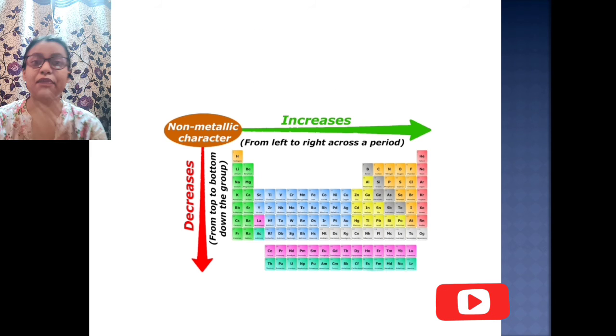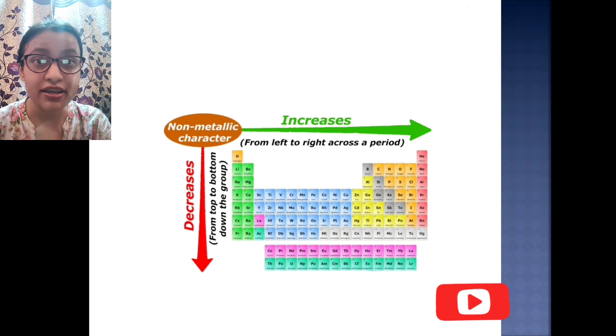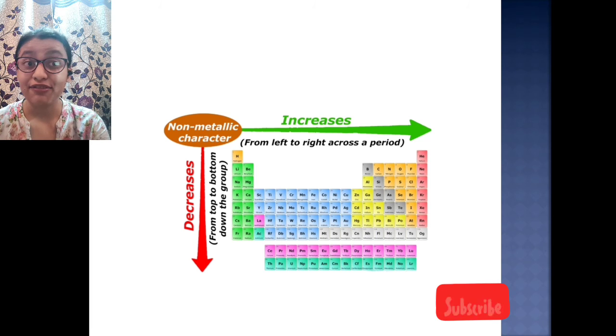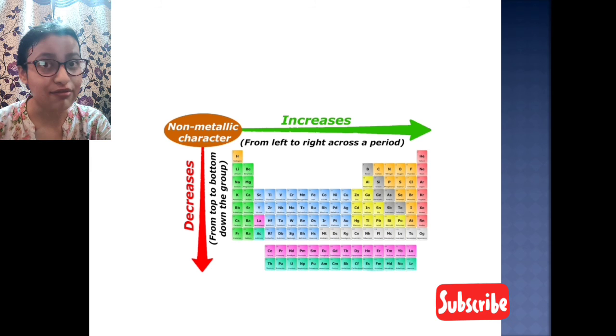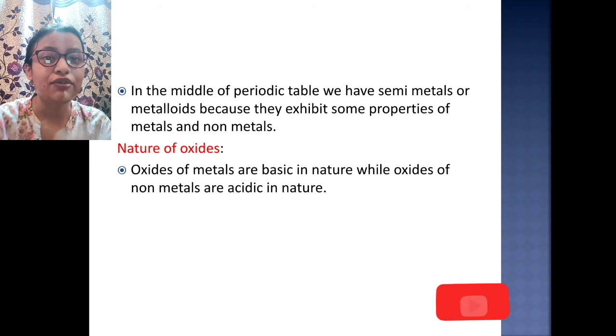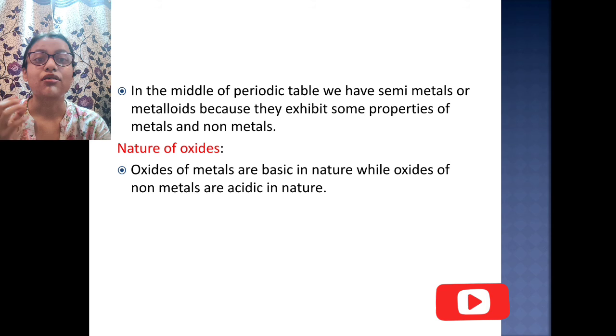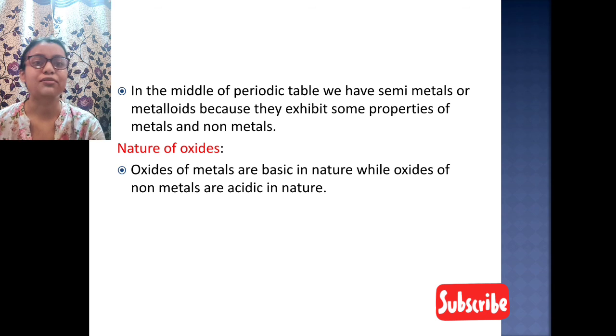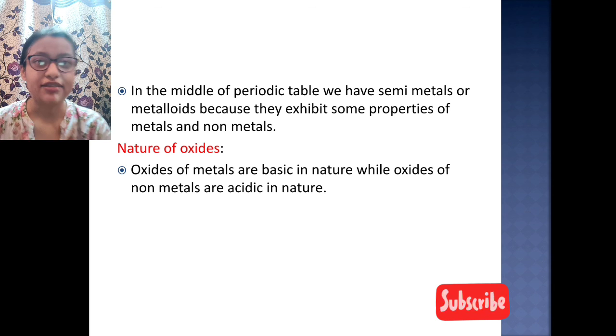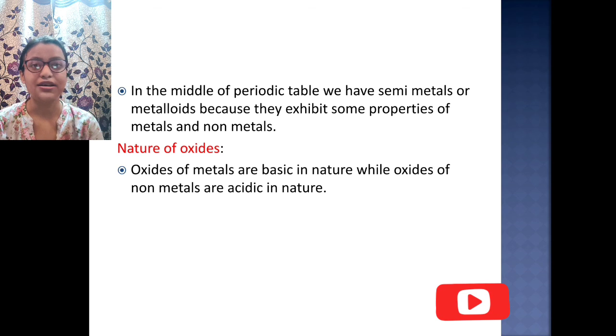Then we got the non-metallic character. Non-metallic character increases from left to right across the period and decreases from top to bottom down the group. And the last one is the nature of oxides: the oxides of metals are basic in nature and the oxides of non-metals are acidic in nature. So this is all about the periodic classification of the elements.